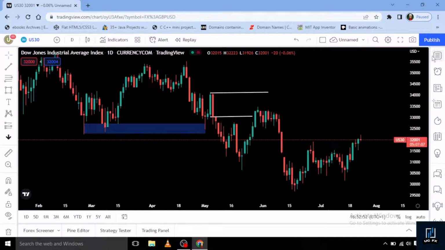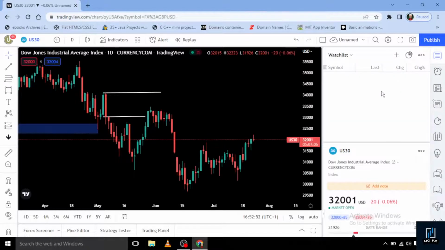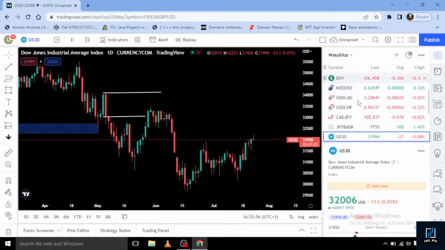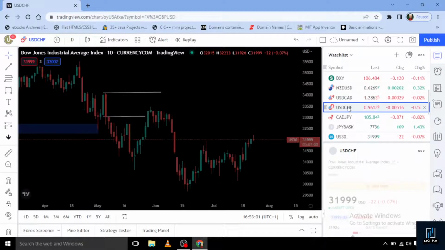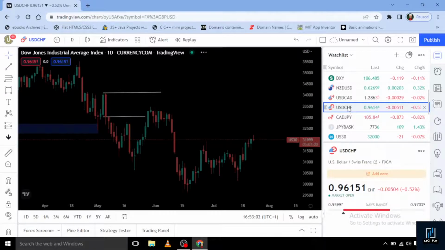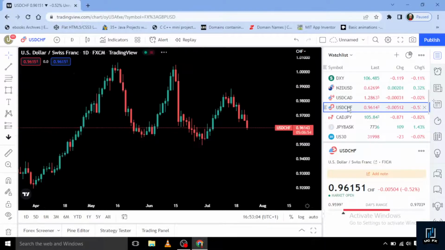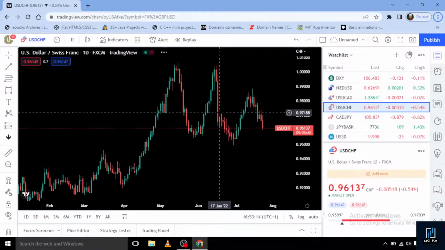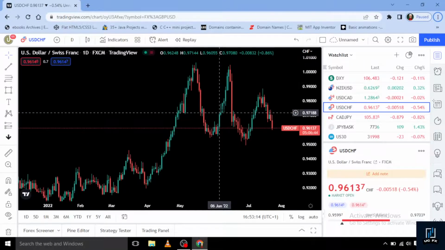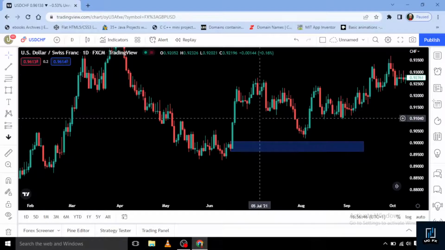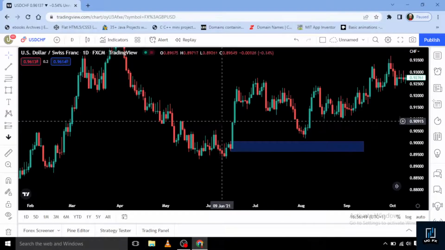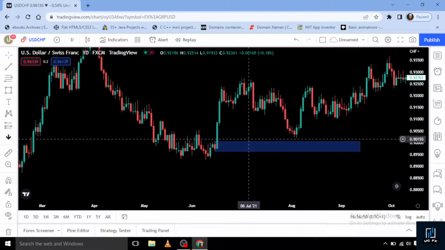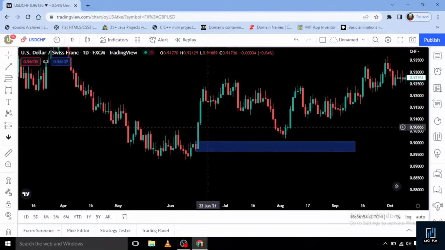So let's go to another pair. Let's check on USD CHF. Here on USD CHF, on the daily time frame, we have a nice order block. So what's the reason behind the formation of this order block?